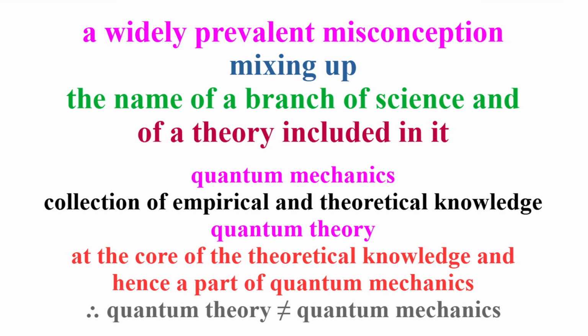At the heart of that theoretical knowledge is quantum theory, postulated by Schrödinger in 1925 with a view to making sense of that empirical knowledge. Thus, quantum theory is only a specific part of quantum mechanics. It is obviously wrong to use quantum mechanics to refer to quantum theory.